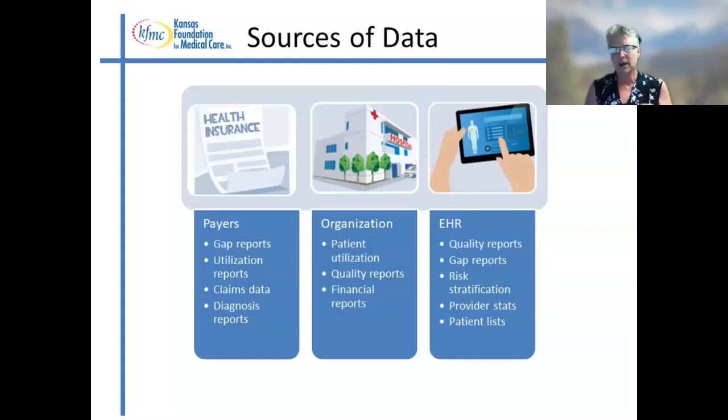So as we talk about how to use data, think about what kind of payer reports would be useful to you to have, and then if you don't get that report from a payer, reach out to them and ask for it. If you're part of a larger organization, you may also get quality reports as well as financial reports from your parent organization. If you're affiliated with a hospital, you might also be getting utilization reports for your patients.